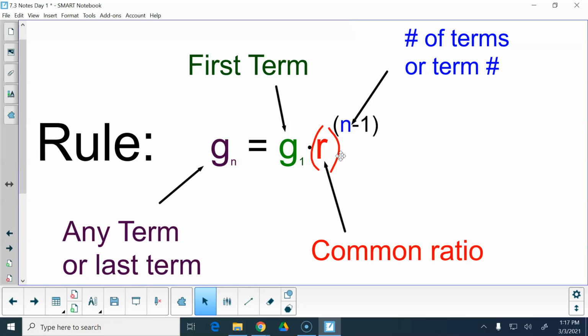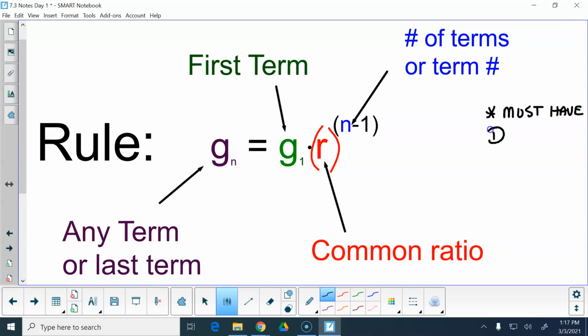So when we're doing this, we have two needs, two must-haves. The first term and R. That's all we need to find, two things. Okay. How we go about finding them is determined by what we are given in that particular problem.